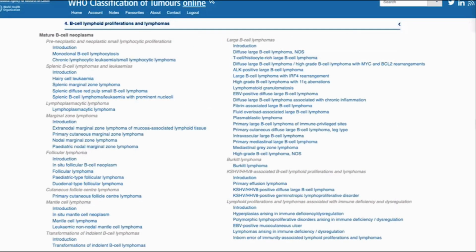And just to see the scope of all the mature B-cell lymphomas, obviously this list is very, very long, and we will not have time to cover everything on here. So I've tried my best to pick out things that had significant changes, things that had changes in both ICC and WHO, and especially new entities as well.